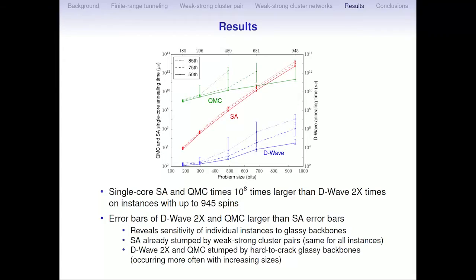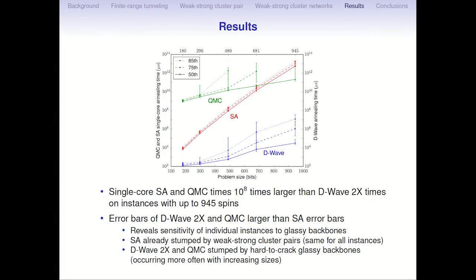Can you go to the previous picture, please? Which one? The previous slide, the picture, the graph. This one? Yeah. So you mentioned that the advantage of quantum D-wave versus quantum Monte Carlo is just prefactor. But if you look at harder problems, like 85 or 75% percentiles, quantum Monte Carlo actually fails. So it's not just prefactor, it's more than prefactor for harder problems. Am I right, or am I missing something?